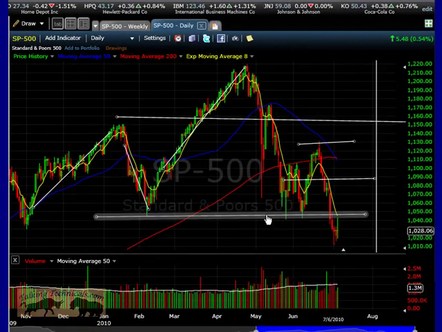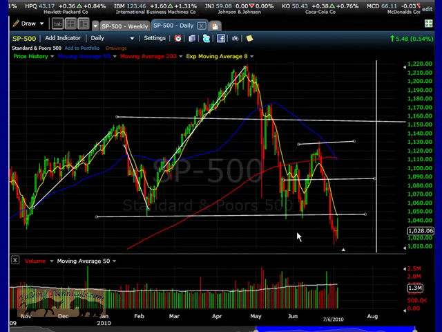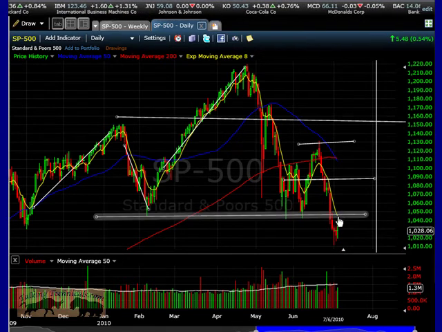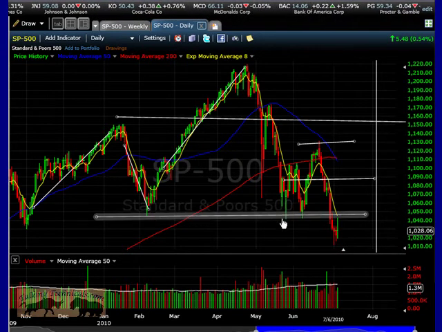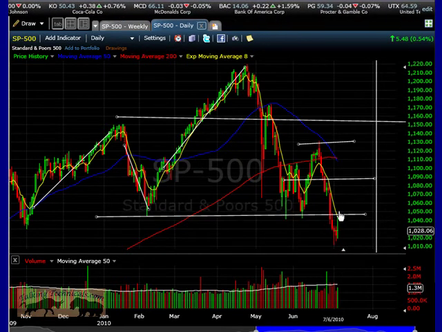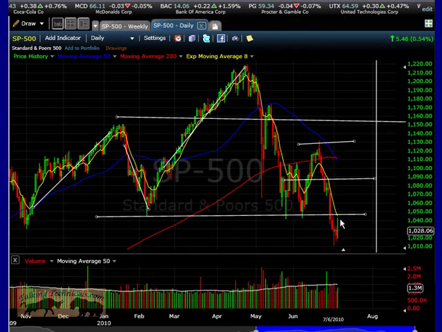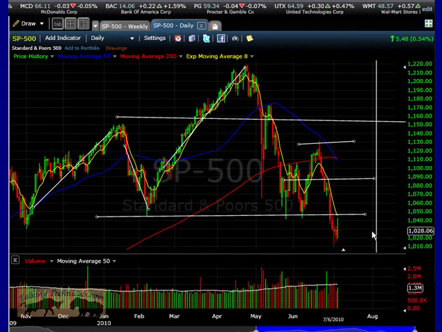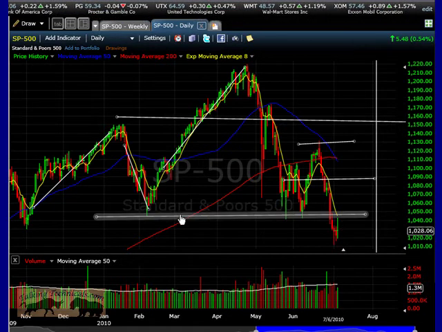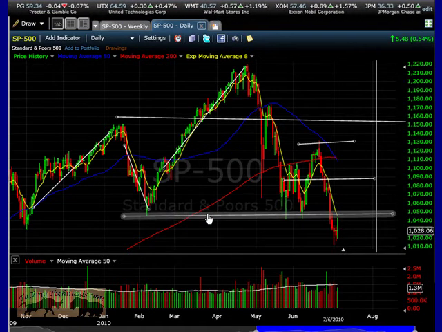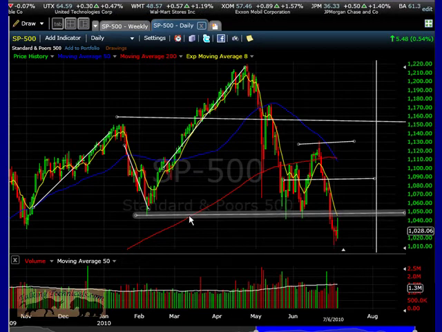Okay, so S&P on the daily. We did have a little pop this morning to retest the breakdown level. And you see support, support, support became resistance and acted as resistance today. So from this point forward, we need to assume that this 1050 area is now a resistance.